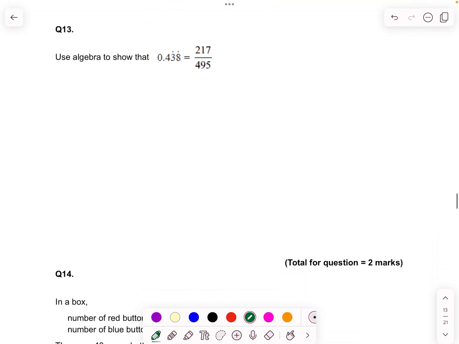Okay. Question 13. It says use algebra, so I'm afraid you can't get away from it. You have to use algebra. So listen very carefully, because a lot of you lost marks on this.